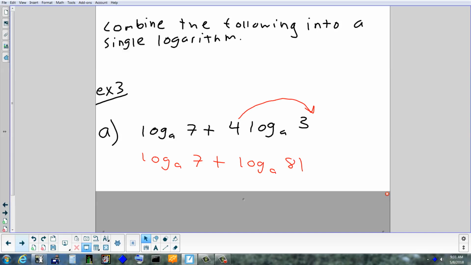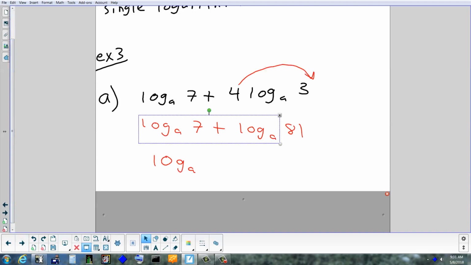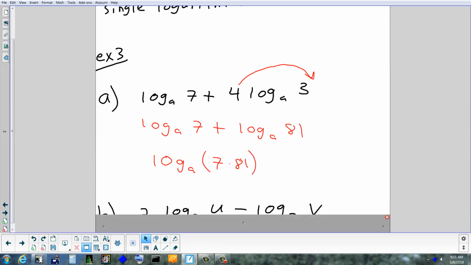All right. Now, next step, I have a sum. If I want to recombine that into a single log, I know the base stays the same. The base never changes. If something's split as a sum, what must it have been originally? Yeah. Multiplication. So this must have been 7 times 81. And we don't leave it as 7 times 81. We just finish that off because we do have all numbers here. So log base a of 567.